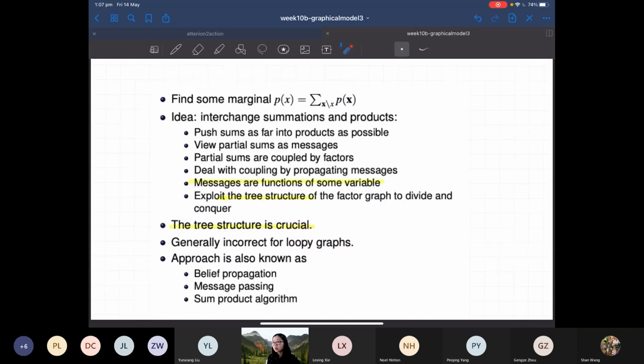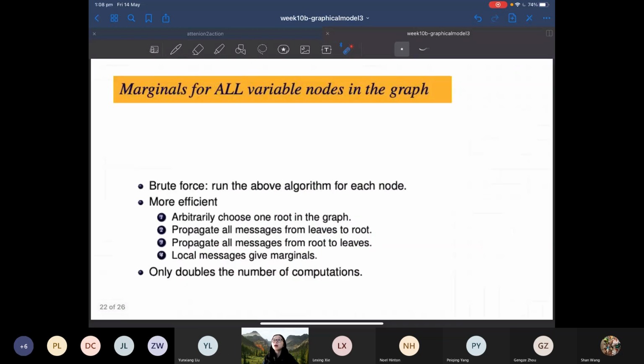So people still do loopy graph propagation for a few steps to help inference, but it generally won't converge. So this approach that we just talked about is known as belief propagation in special cases. It's also known as message passing. We've been talking about messages for the past hour, and it's generally called the sum product algorithm. Okay.